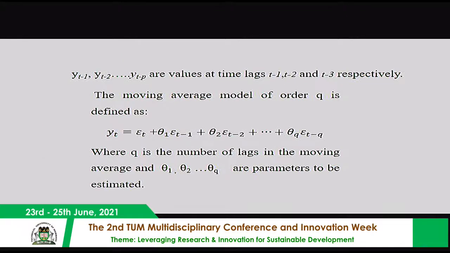So the moving average of order q is given by y_t = epsilon_t + theta_1 epsilon_(t-1) + ... + theta_q epsilon_(t-q), whereby q is the number of lags in the moving average, and theta_1 up to theta_q are the parameters which have to be estimated.